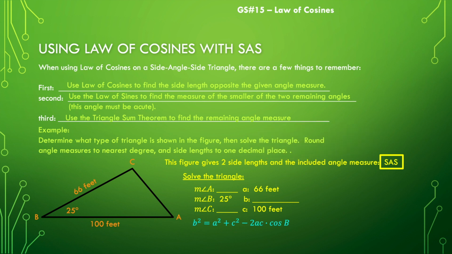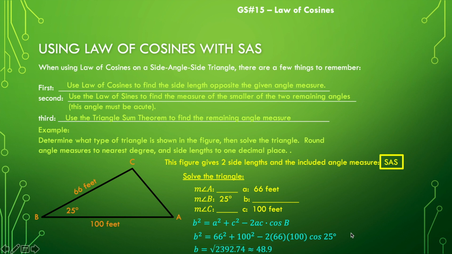Here we are, we've got B squared is equal to A squared plus C squared minus 2AC times the cosine of angle B. And we're going to go ahead and sub in what we know. A is 66 feet, so we're going to sub in 66 here. C is 100 feet, so we're going to sub in 100 here. And likewise, 66 and 100 here. And angle B is 25 degrees, so we can sub in 25 degrees there. Now we can crunch this in our calculator, and we would want to make sure that our calculator is in degree mode.